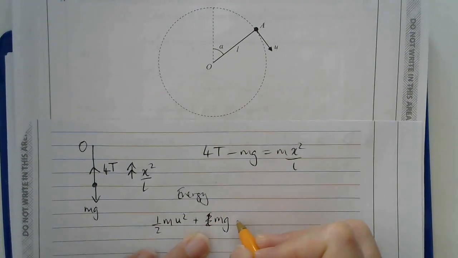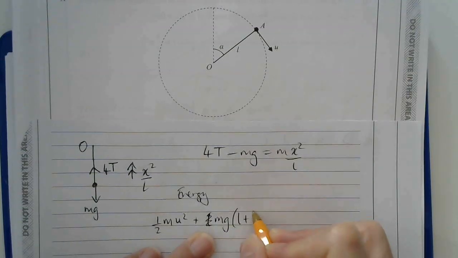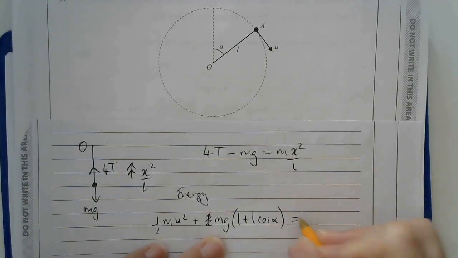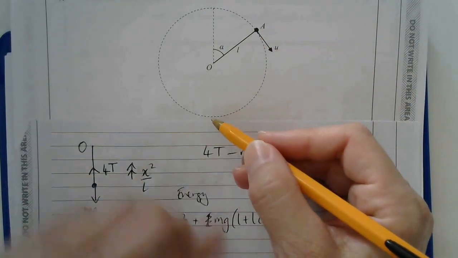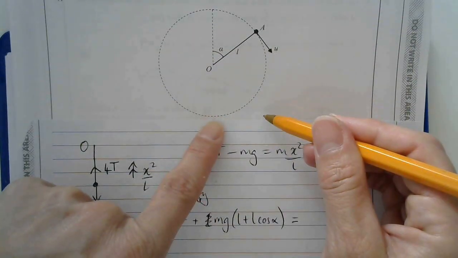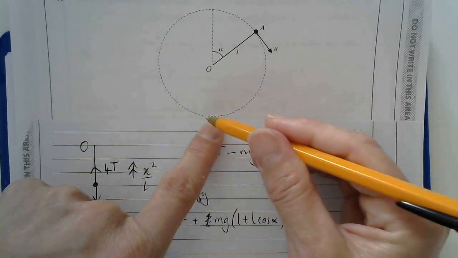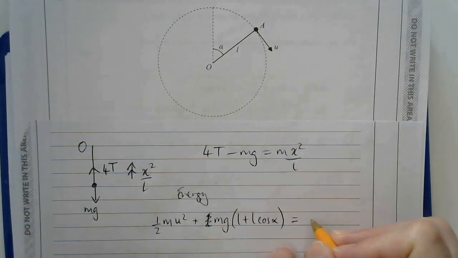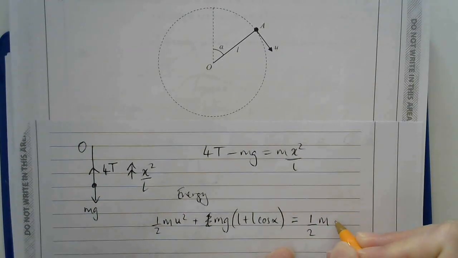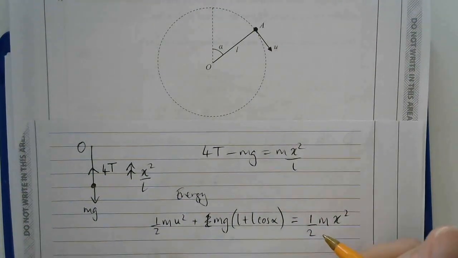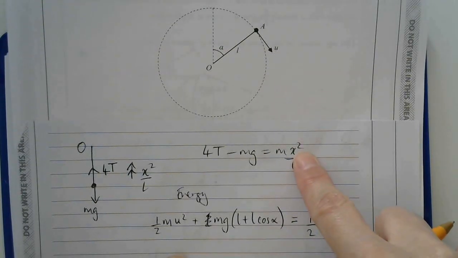So mg times the height, and when the particle comes down here, we'll say it has no gravitational potential energy. So this is the level that we're measuring gravitational potential energy from. And here we said that the speed was, we called the speed x. So the kinetic energy will be half m x squared.